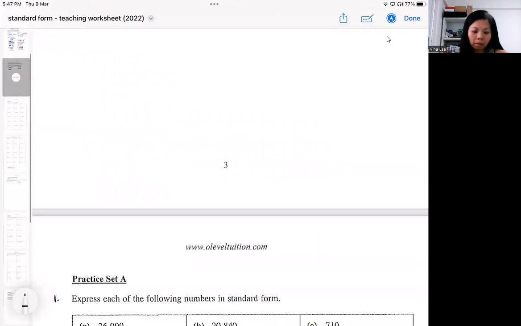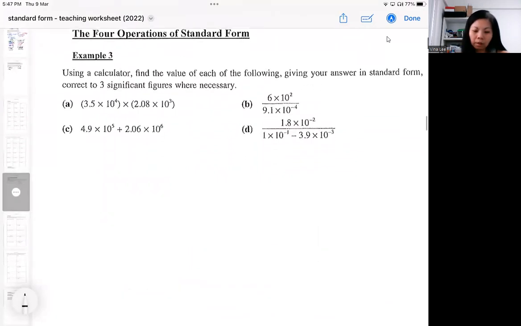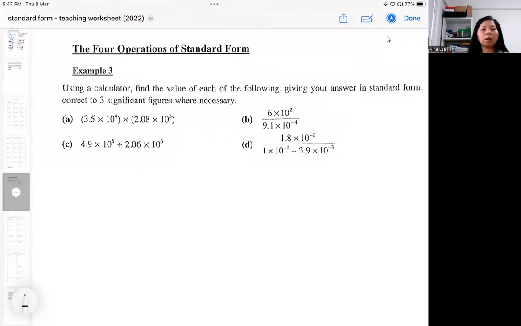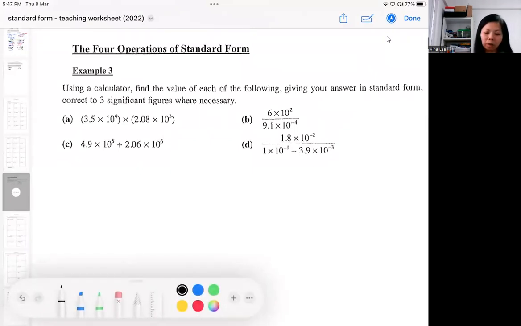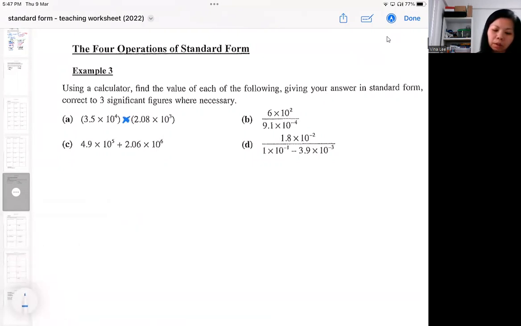So let's say it involves an operation. What happens when you do a multiplication of standard form? So for part A, the question is telling you to use a calculator to find the value, and then give your answer in standard form. So what you should do is punch exactly what you see on your calculator. In this case, it will give you something like this.